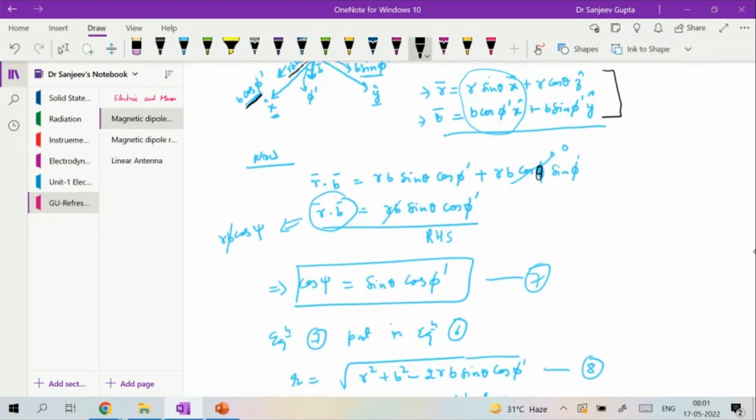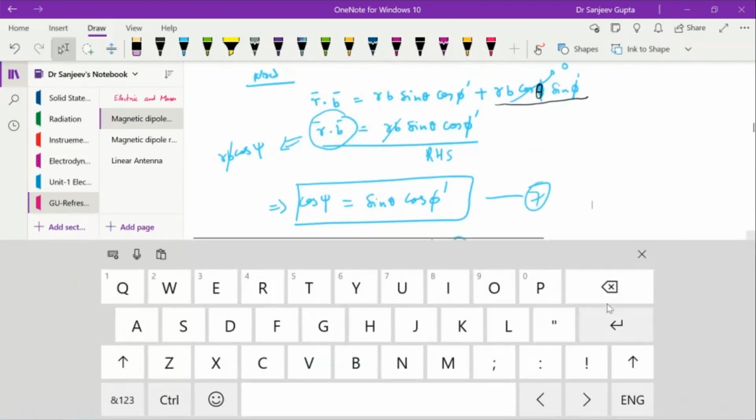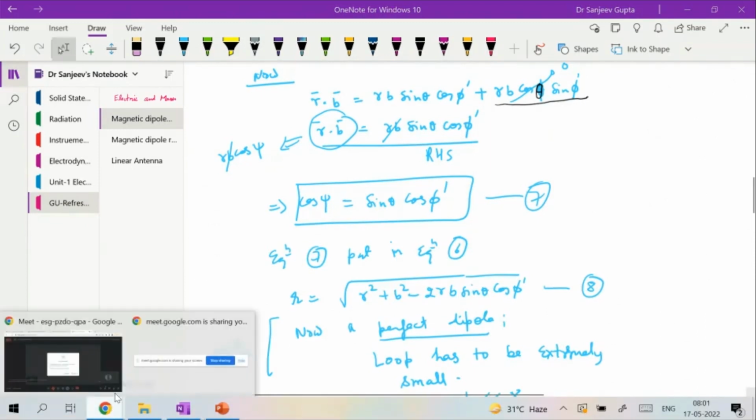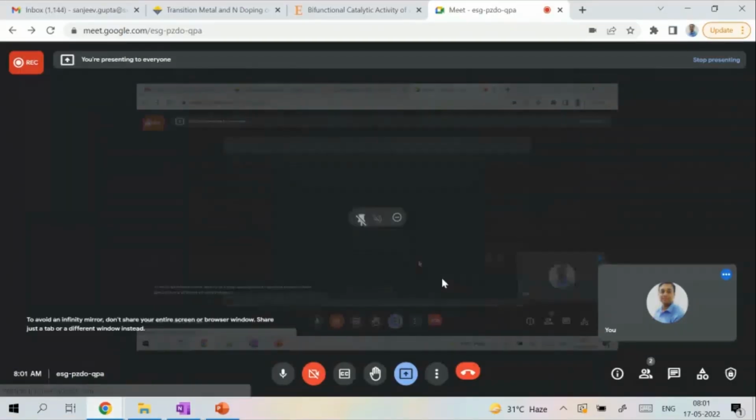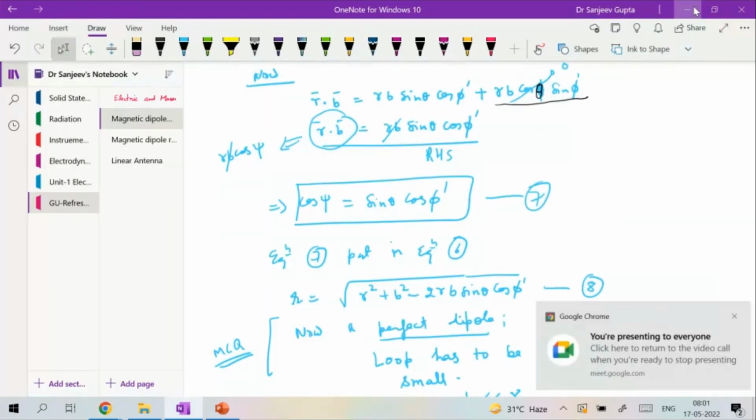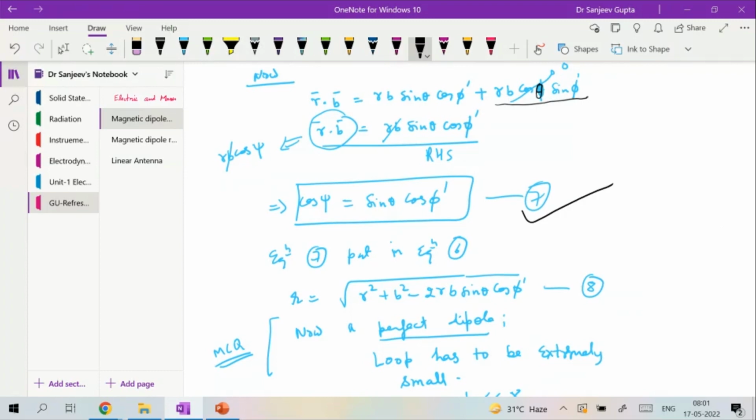You can see that r dot b is equal to rb sin theta cos phi. This other term goes to zero, I suppose. So we can always write that cos phi in terms of sin theta and cos phi. So we got this equation number 7.